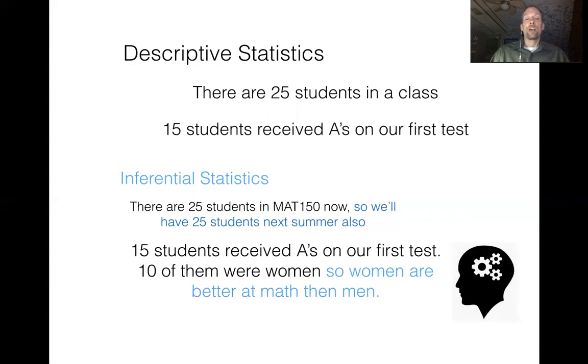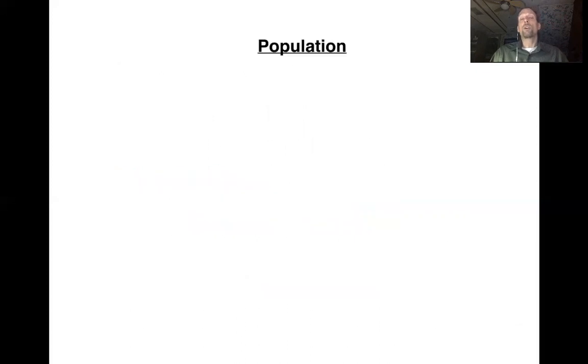Okay, so between descriptive statistics and inferential statistics, we know a little bit more about how to describe them and what they look like. Now we're going to talk about populations and samples.